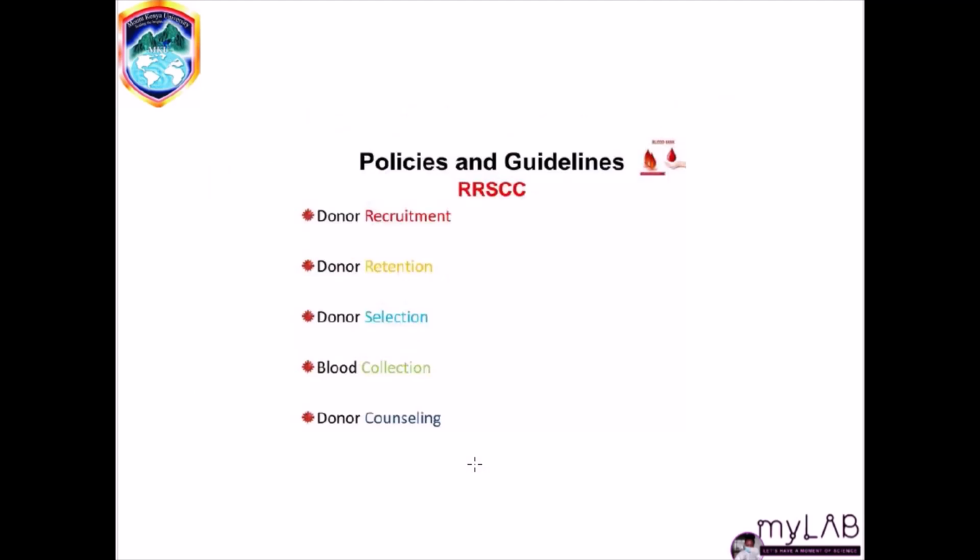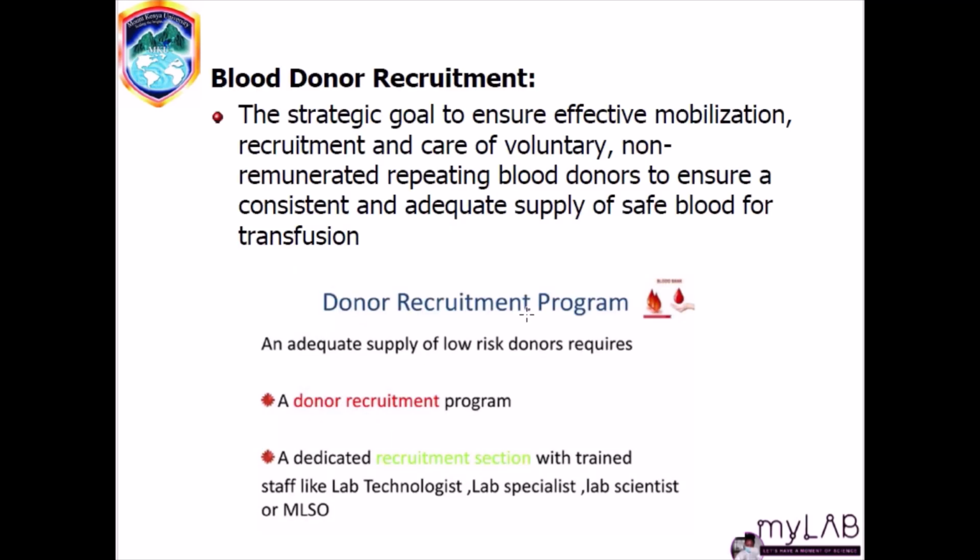Now we have various policies and guidelines when it comes to blood donation, and I have put it in 5, that is donor recruitment, donor retention, donor selection, donor collection, and donor counseling. So we start with blood donor recruitment, and this is a strategic goal that ensures effective mobilization, recruitment, and also care of voluntary and non-remunerated repeating blood donors to ensure that there is always a consistent and enough supply of safe blood for transfusion.